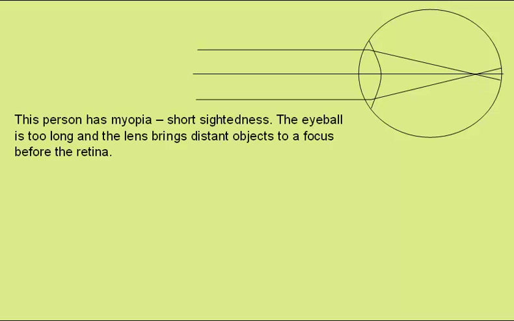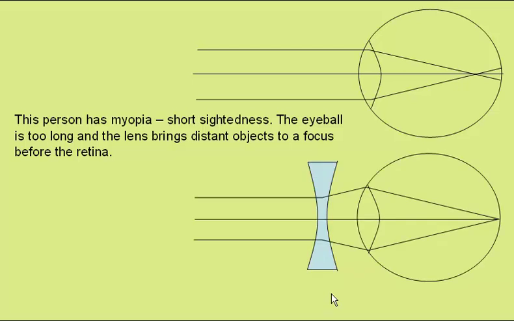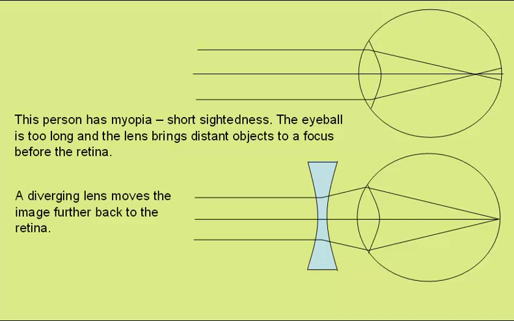I'll now look at a few sight defects. Here we have a diagram of an eyeball with the lens at the front here and the retina at the back. You'll see for this person parallel rays of light from a distant object are brought to a focus before the retina. We say this person has myopia or short-sightedness. The eyeball is too long or the lens is too strong, and the lens brings distant objects to a focus before the retina. By using a diverging lens, the rays are sent outwards before they enter the lens, and so the image is now formed on the retina. So a diverging lens moves the image further back to the retina.